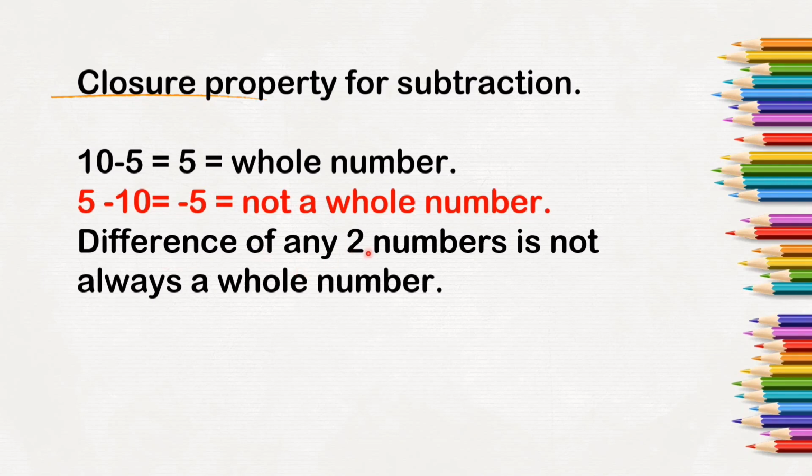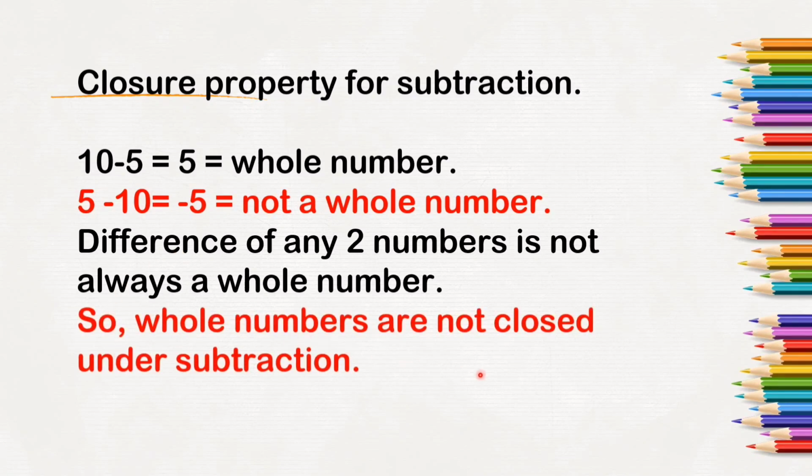Difference of any two numbers is not always a whole number. In the first example, when we subtracted a whole number by another whole number, we got the result as a whole number. But in the second one, we subtracted a whole number by another whole number, but we did not get the answer as a whole number, right? So here we can say it does not always come under closure property. So whole numbers are not closed under subtraction.